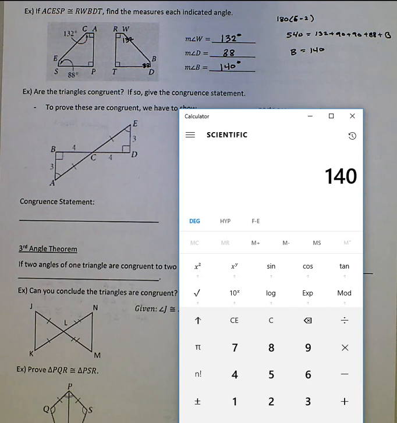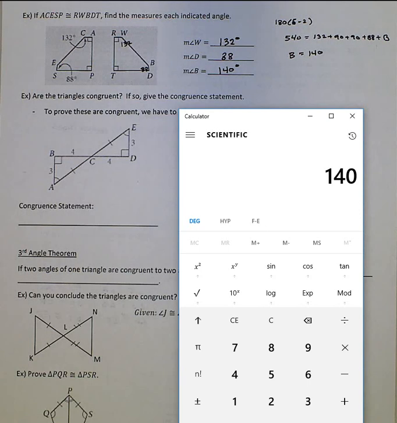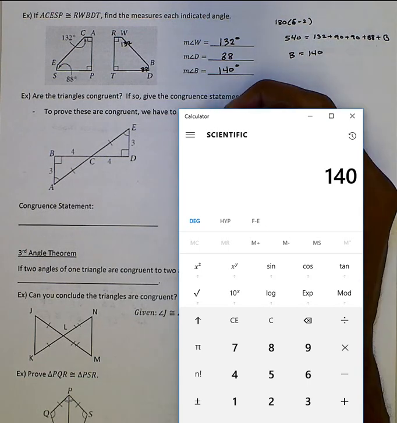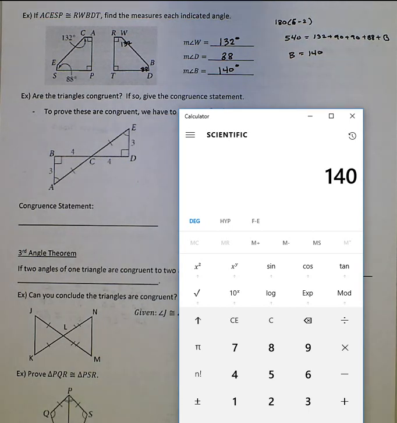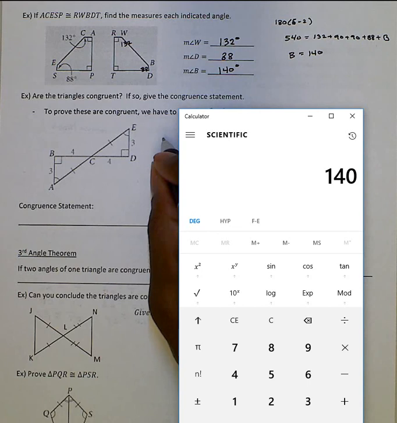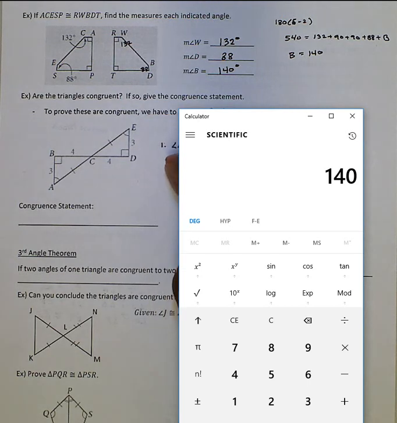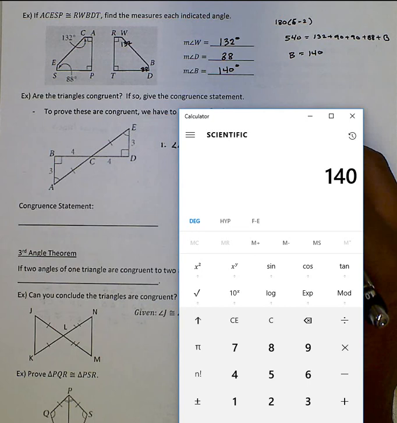Alright, so here's some examples. Next we'll say, are the triangles congruent? If so, give the congruent statement. So to prove these are congruent, we have to show that 6 parts are congruent. Again, we said they have 3 angles, 3 sides, 6 parts altogether. And so we're going to just have a proof to write that out. What we want to do is make sure we say what 6 parts are congruent, if they are. So we have angle A is congruent to angle E. I can tell that because it's given.